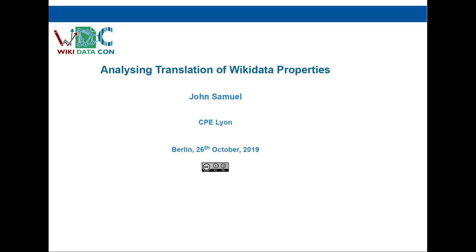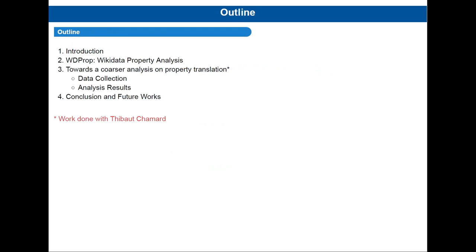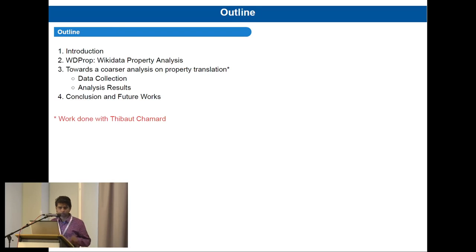Thank you all for coming here. So my talk is about analyzing translation of Wikidata properties. Just to give you a quick outline, I would like to introduce this topic. I will present a tool that I developed some years ago called WDProp, which I'm continuously working on, and based on the feedback from the community, I add new features. And then I will talk about something called a coarser analysis, where I would like to look at the property translation from a much larger picture.